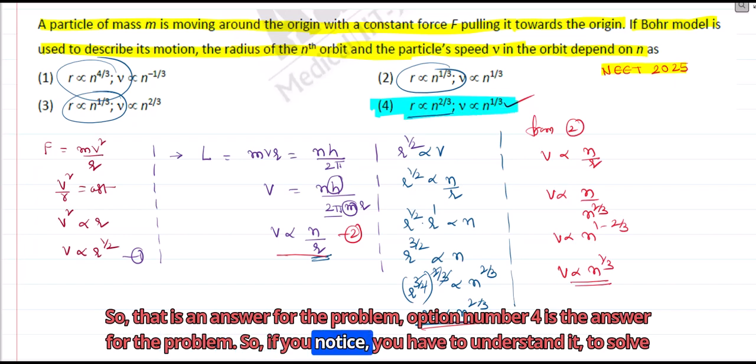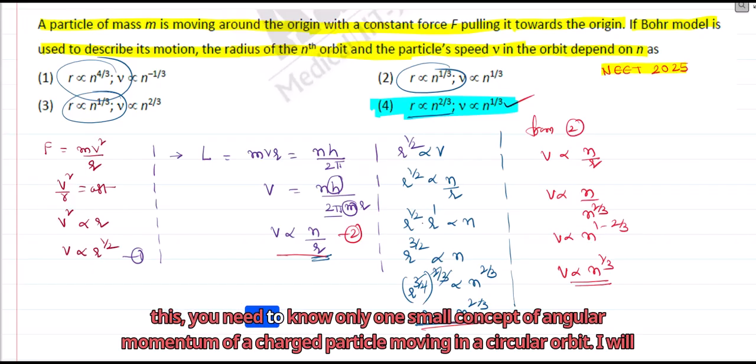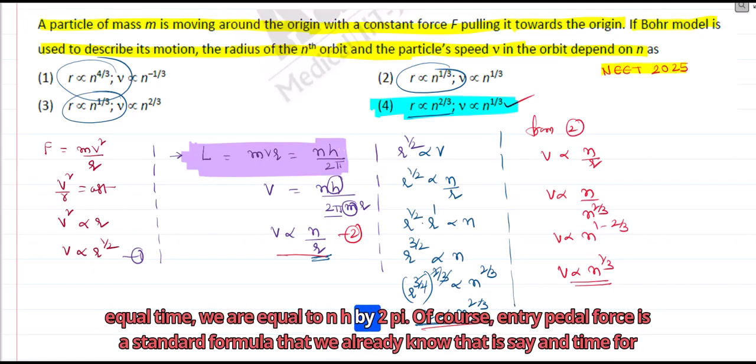If you notice, to solve this we need to know only one small concept: the angular momentum of a charged particle moving in a circular orbit, L equal to mvr equal to nh by 2 pi. Of course, centripetal force is a standard formula that we already know.